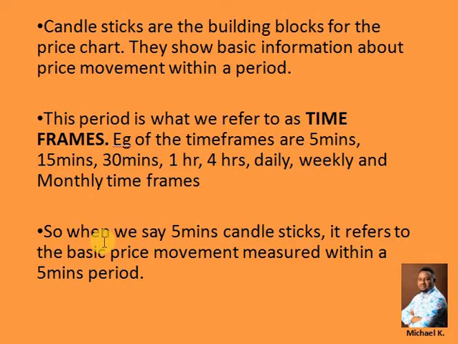We want to know the price movement between the hours of 12 p.m. and 1 p.m. The candlestick is going to show you when the price opens, the highest price that was attained within this 1 hour, where the price closed, where the market closed, and the lowest price that was attained within the 1 hour. So when we say 5 minutes candlestick or 1 hour candlestick, it refers to the basic price movement measured within the 5 minutes period or the 1 hour period respectively.